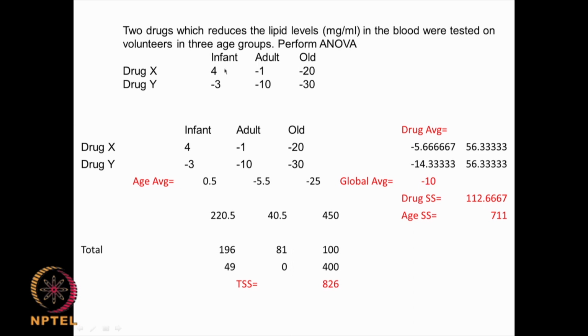In some cases it reduces, it increases slightly in this case. Now you can look at it: one is related to age, another one is related to drug. Now if I look at the age average, I can just go column-wise, right, 4 plus minus 3 divided by 2, minus 1 plus minus 10 divided by 2. So these are the age averages. Then if I take the global average, the total average, this plus this divided by 3. You understand?